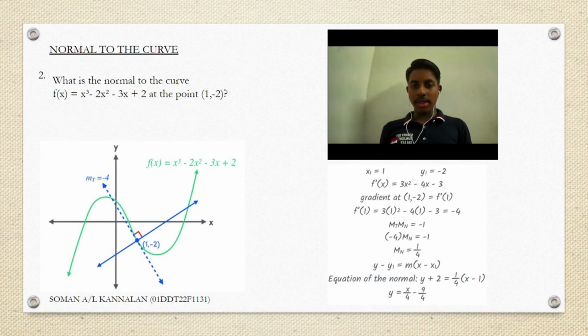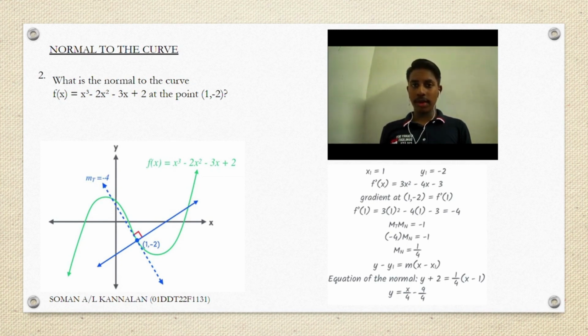Then we take this gradient of the tangent and substitute it into the perpendicular line formula, which was explained by Praveen earlier. He said that the perpendicular line formula is mt times mn equals negative 1. If we solve this, we will get our gradient of the normal, which is 1 over 4. Substituting the values into the equation of a line formula, we have y plus 2 equals 1 over 4 multiplied by (x minus 1).